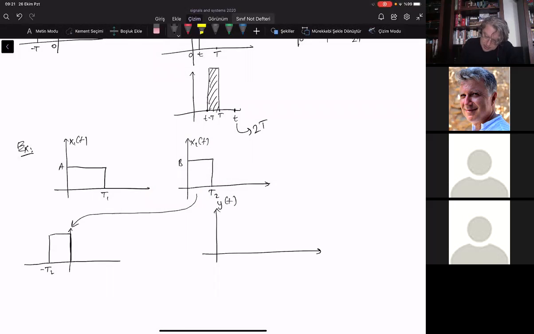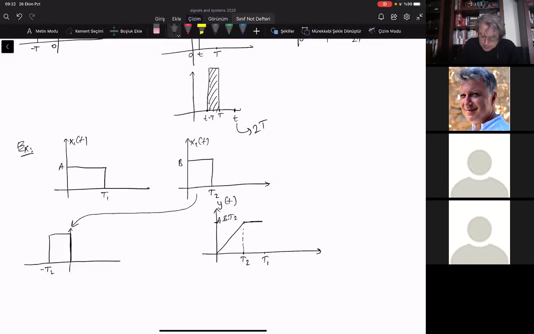It will start increasing from 0, and as time goes to T2, it reaches a flat plateau. And what's the value of that? It's A times B times T2, because the width of the overlap will be T2. It will not be larger than the smaller rectangular width. And up to T, not T2, but up to T1, it will stay constant.